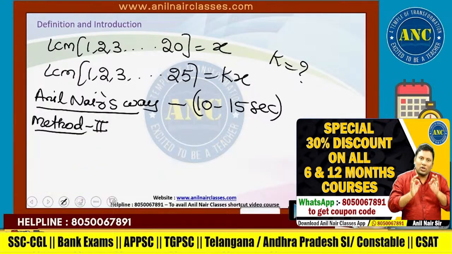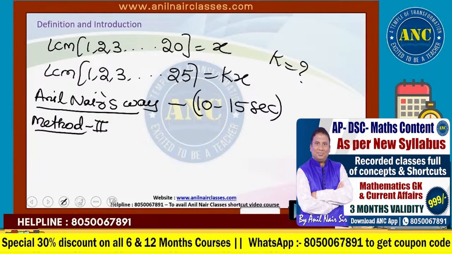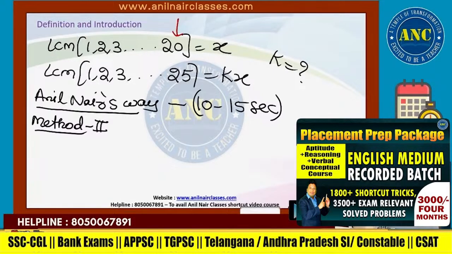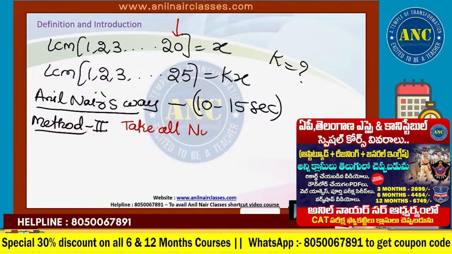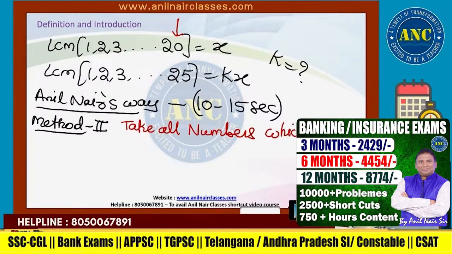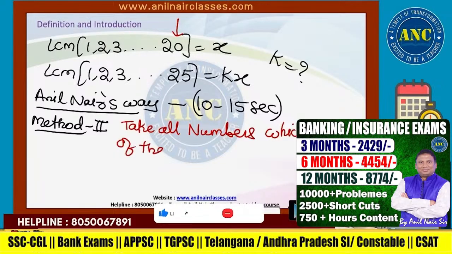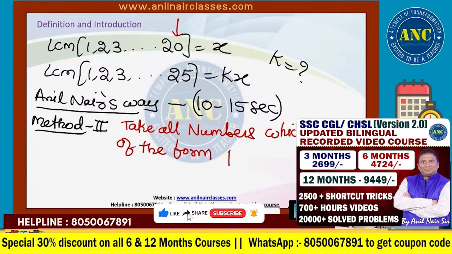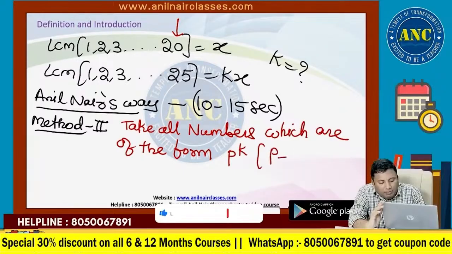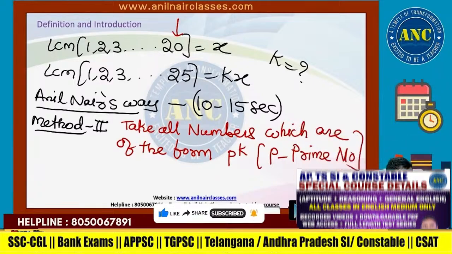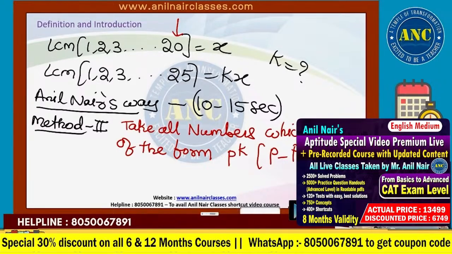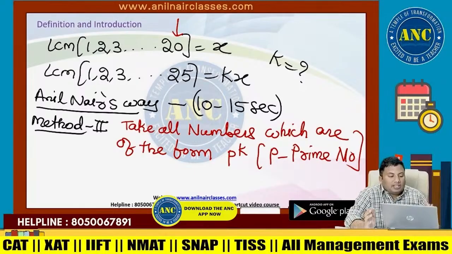LCM of 1, 2, 3 till 20 is x, till 25 is kx. Question is given till 20. Take all the numbers which are of the form p power k, where p is a prime number. Please write down this point. Take all the numbers which are of the form p power k, where p is a prime number.